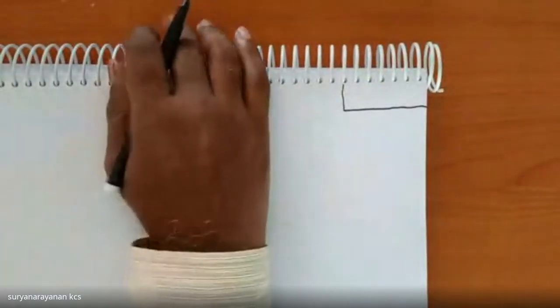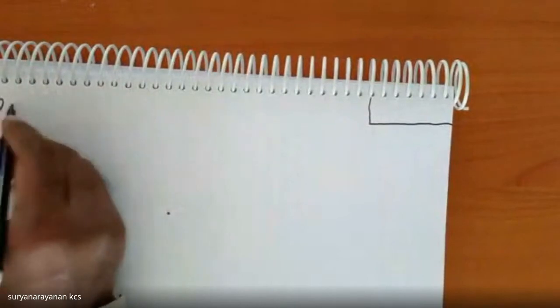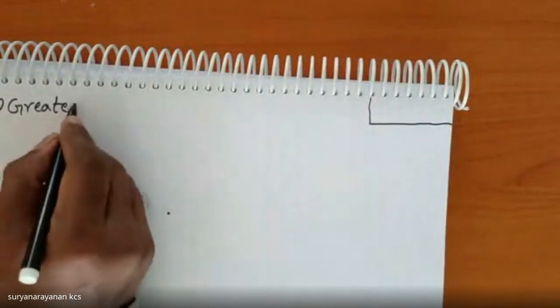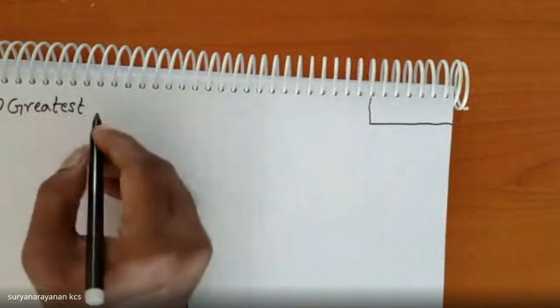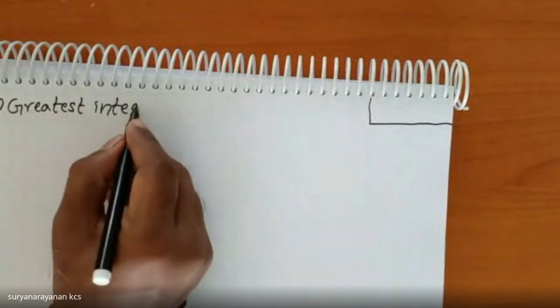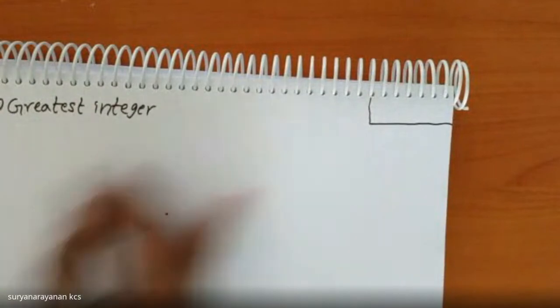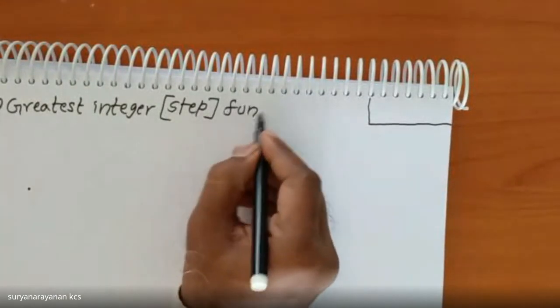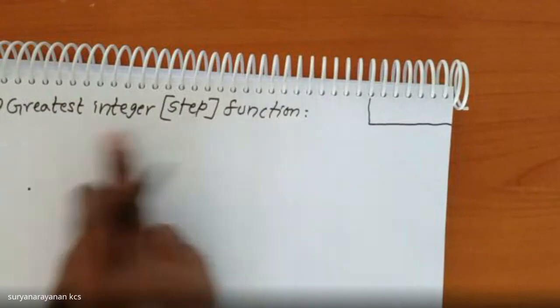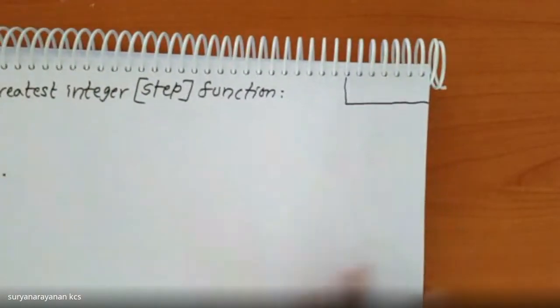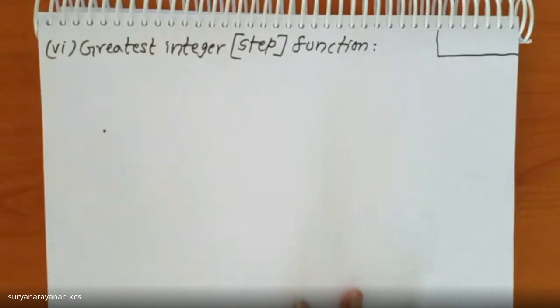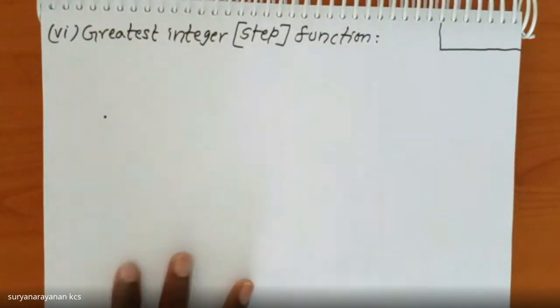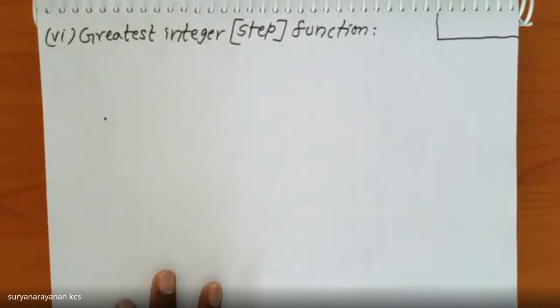And the last one is the greatest integer function. This is also called the step function. Greatest integer function or step function. Okay. Now let us discuss the definition of the greatest integer function.